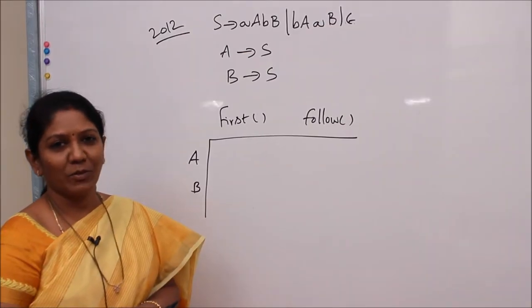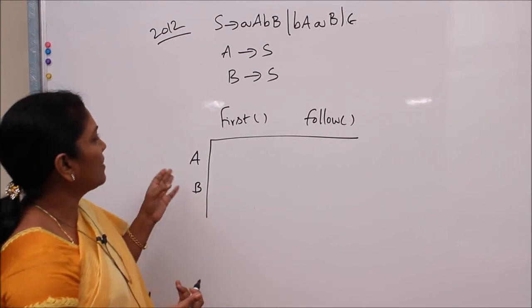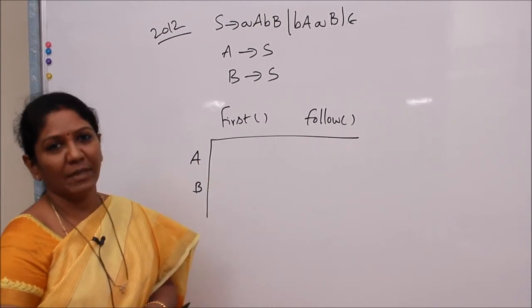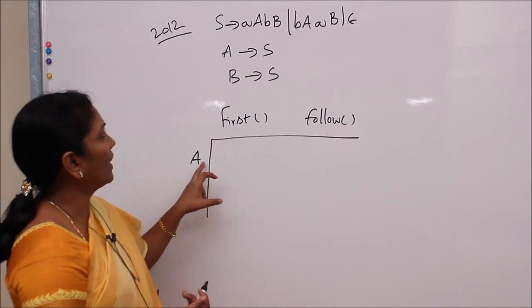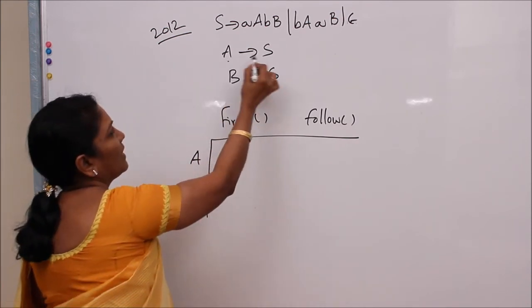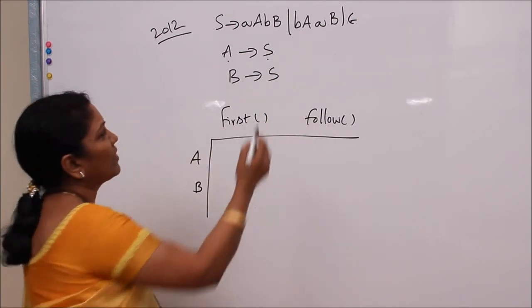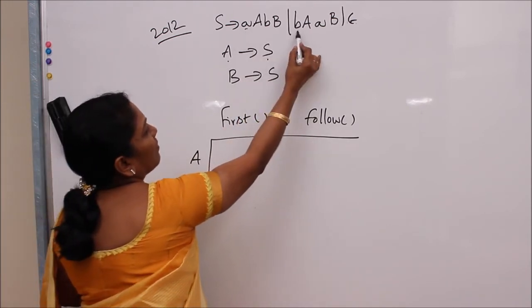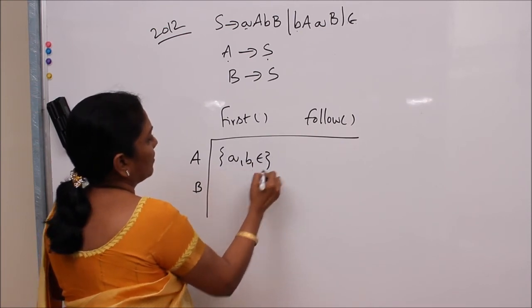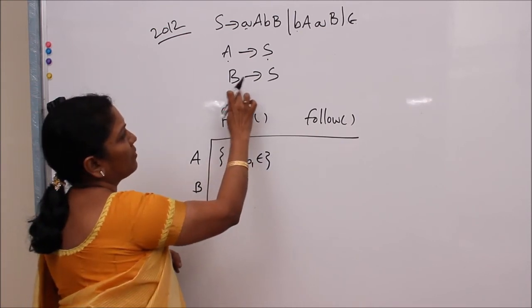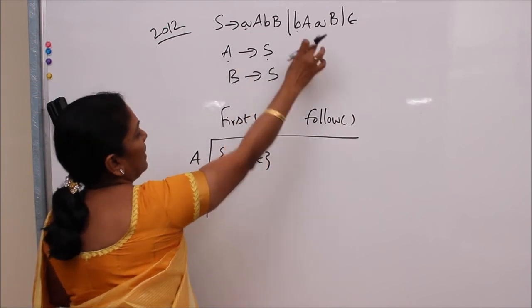So this was asked in the 2012 paper. The question is to find the first and follow sets of A and B. Let's write the first and follow sets. What is first of A? First of A is first of S. First of S is what? A here, B here as well as epsilon. A, B, epsilon. And what about B? First of B is first of S. First of S is A, B, epsilon.